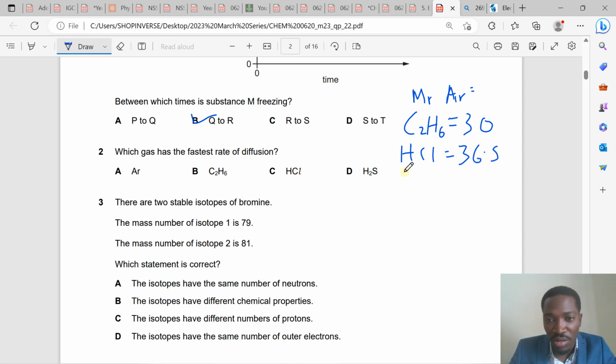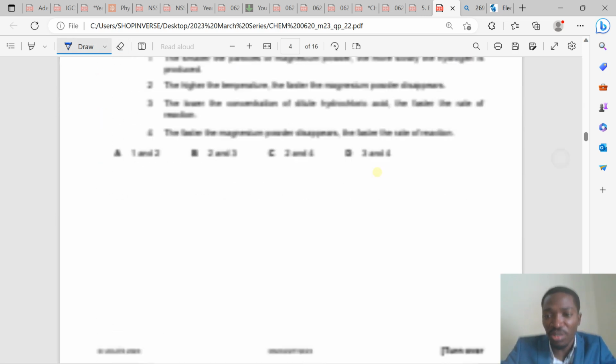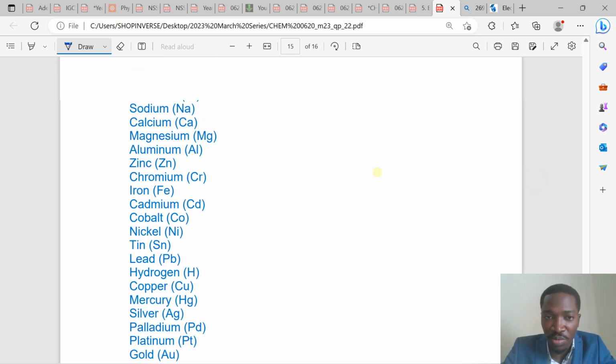H2S: hydrogen is 1. Sulfur, do I remember sulfur? Anyway, H2, hydrogen is 1, 1 times 2 because of this 2 here. 1 times 2 is 2. Then you add it to S. So H2S will be what now? We have to know the relative molecular mass of each of them. We have to look for argon and sulfur on the periodic table. So we go to the periodic table. The periodic table will be given to you in your question paper.